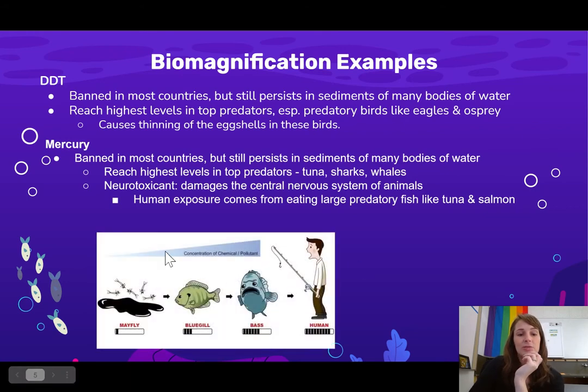So this again is showing the concentration of this pollutant, specifically mercury. As it builds up, humans are going to have higher levels. And if we're talking about a neurotoxin, you've got to be really careful with that one.